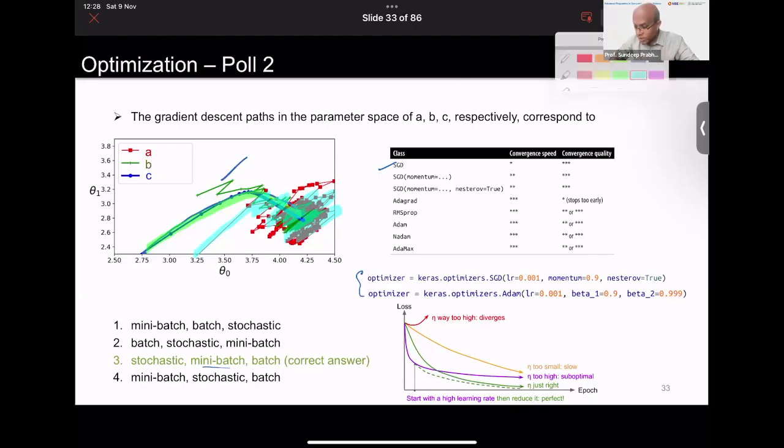The best of two worlds is the stochastic, which is less noisy compared to the one sample, that is stochastic gradient descent. What we use is normally the mini batch version of the stochastic gradient descent.